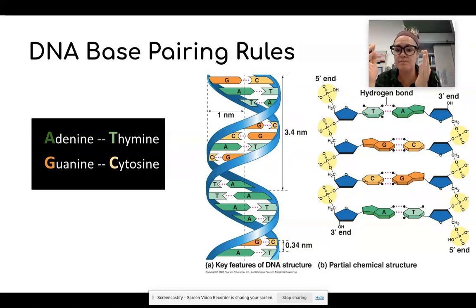You can also see here in this illustration how the sides of the ladder are structured. So sugar and phosphate, and how they are bonded as well. All right. Let me go back, make sure we got key features of DNA structure, partial chemical structure. All right. So take some time, pause, get this written in your notes.